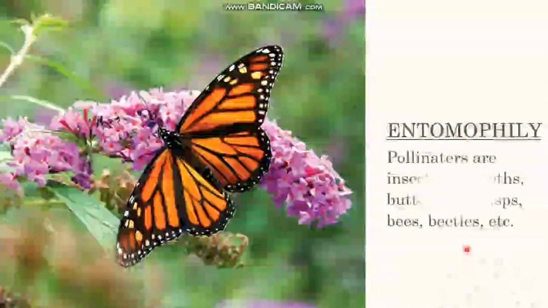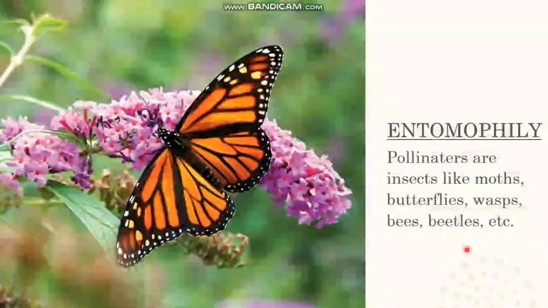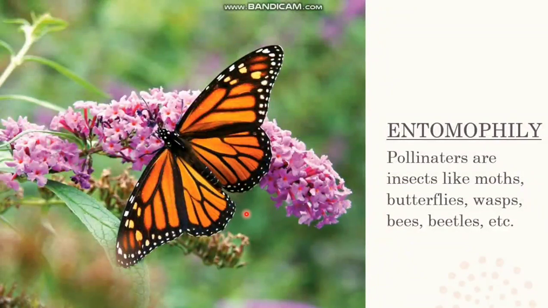So that is about hydrophily. Next, coming to entomophily. Entomophily is the pollination carried out by insects like moths, butterflies, wasps, bees, beetles, etc. Nearly 80% of the insect-pollinated flowers are pollinated by bees. The remaining 20% are pollinated by other insects.